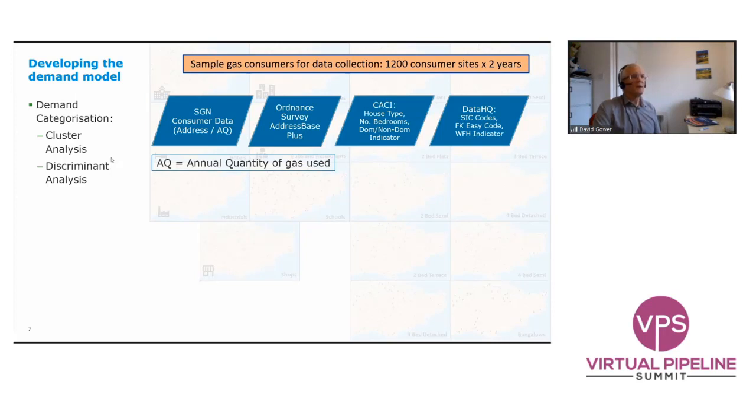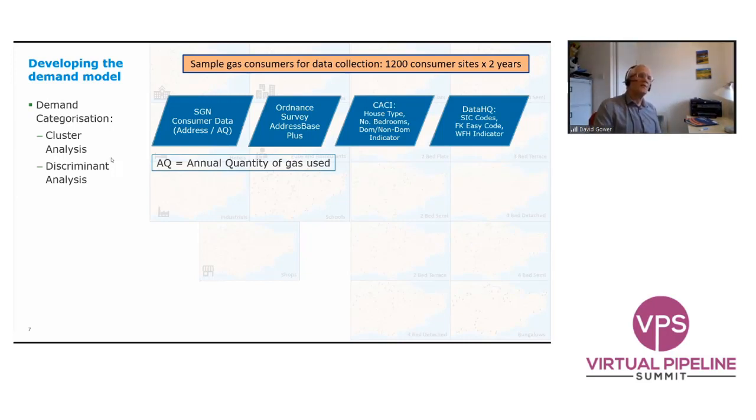Now, the other inputs there are from National Ordnance Survey. The address-based information gives us location information. It does give some information about the type of consumer, but most importantly, it gives address and location information that helps us to pinpoint where those consumers are.